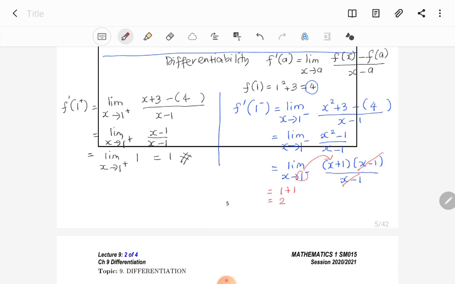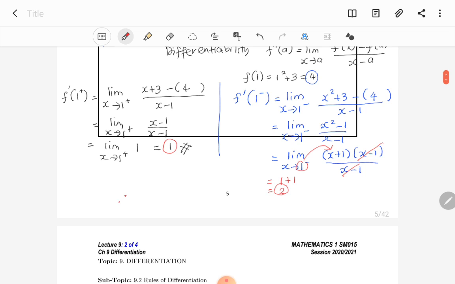From the calculation, f prime 1 positive from the right is 1. But from the left it is 2. Therefore, we can conclude that the function is not differentiable at x equals 1. So for this function, at x equals 1, the function is continuous but not differentiable.